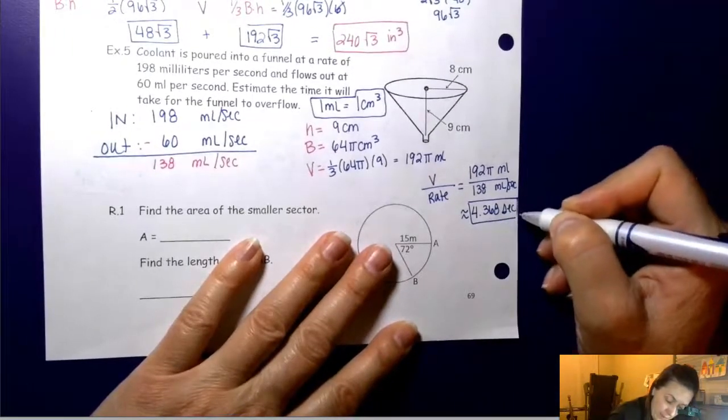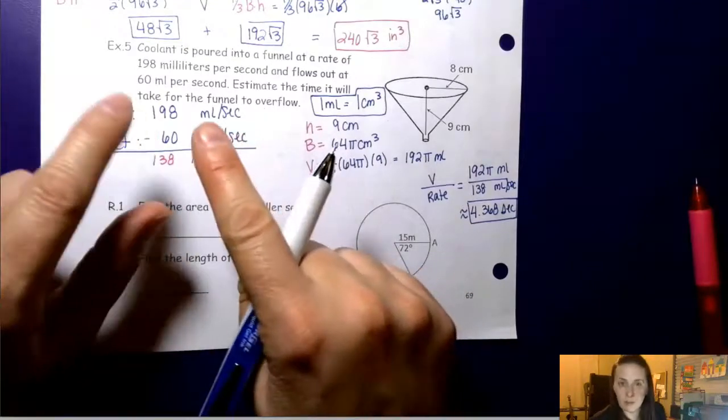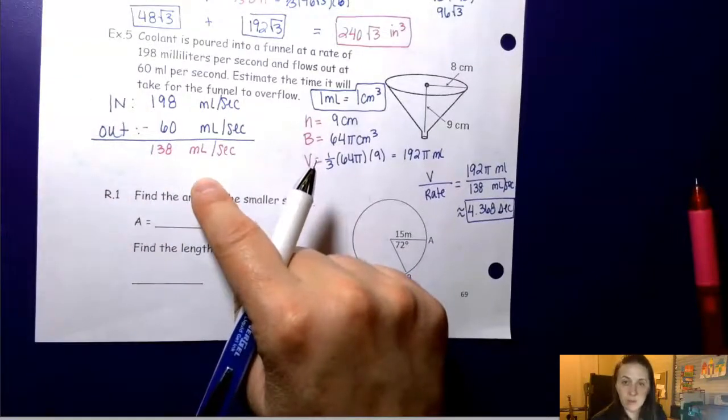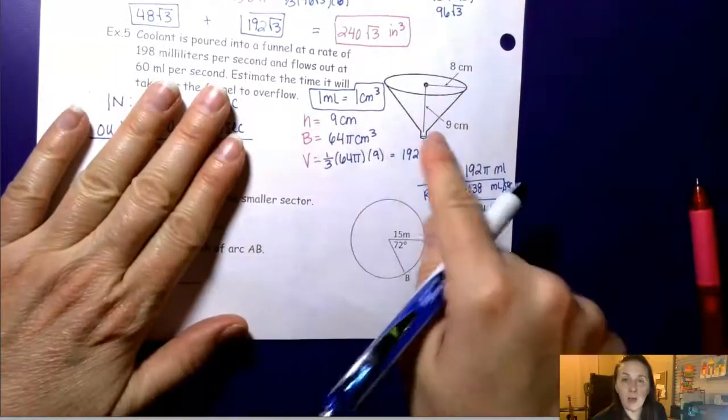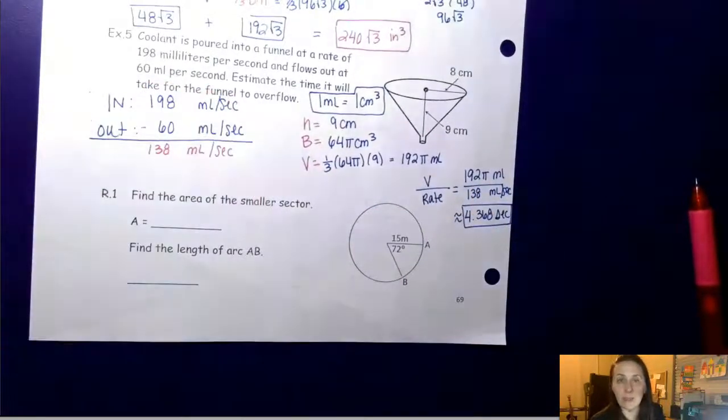Again, this is definitely a tricky one, and I just kind of walked us through it. Hopefully you always pause with ones like this and try to do them on your own. But we have to look at what was going in, what was going out, what was the rate after the difference of what was happening, the volume of the cone, and then you want the volume over the rate to get the full time of how long it would take.